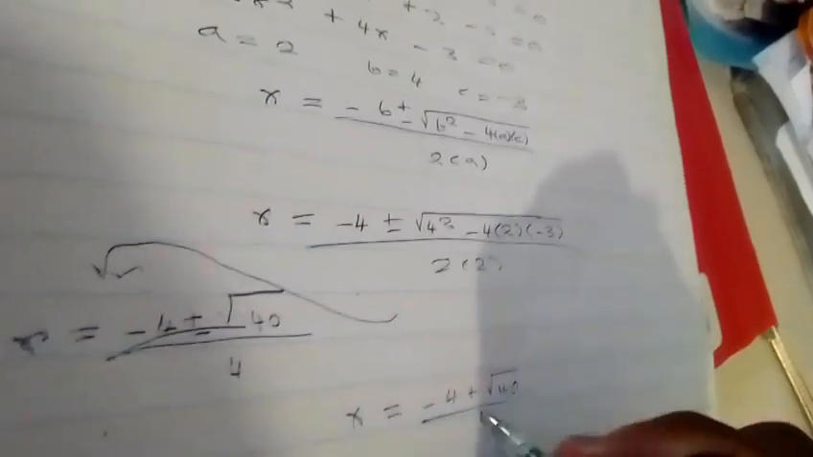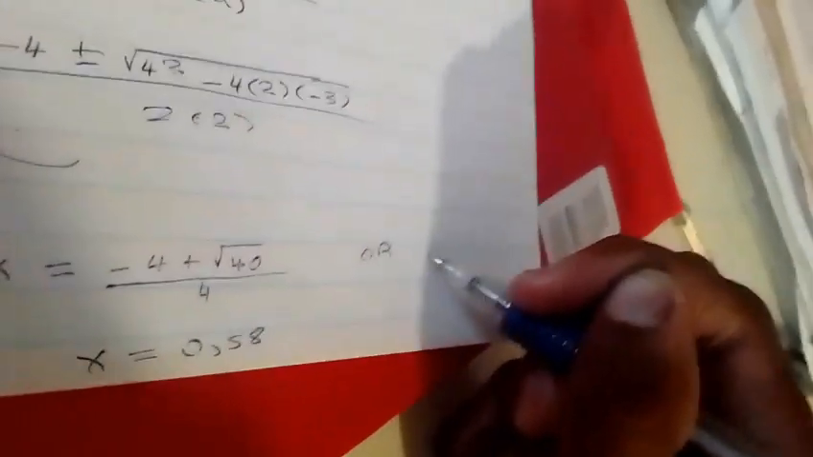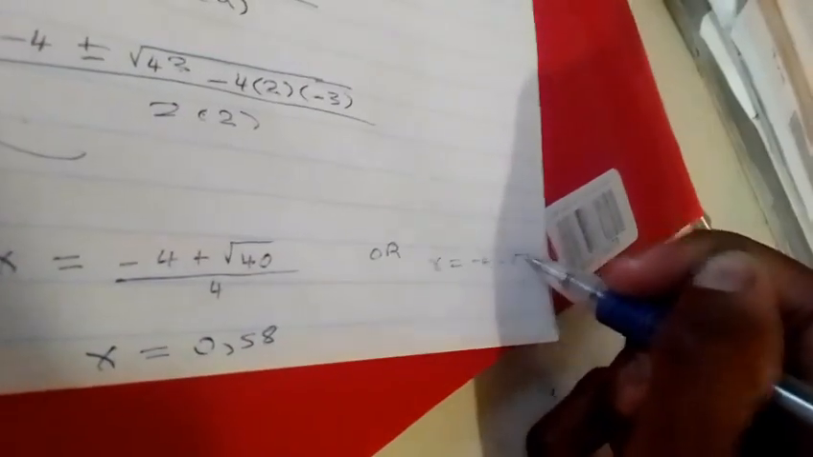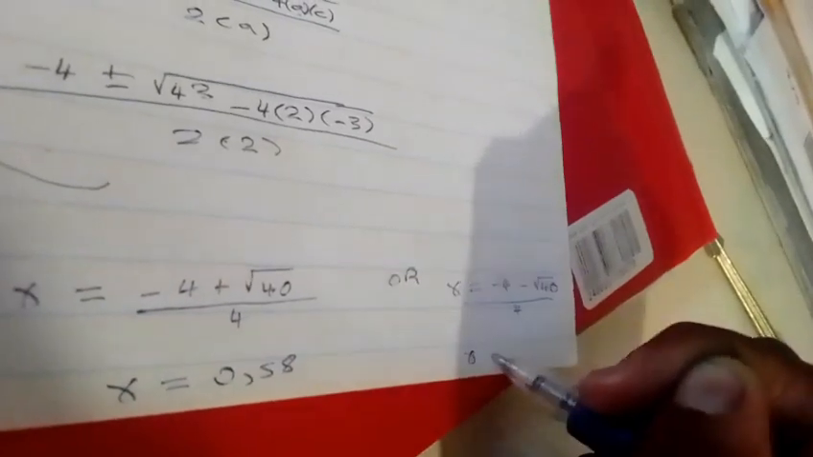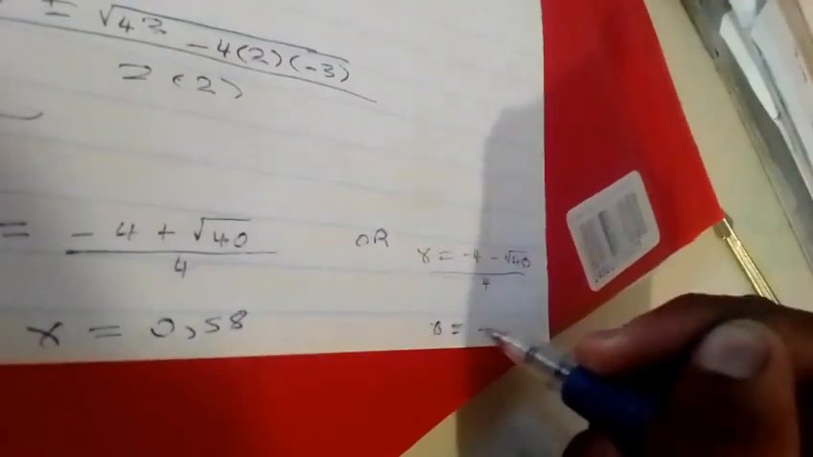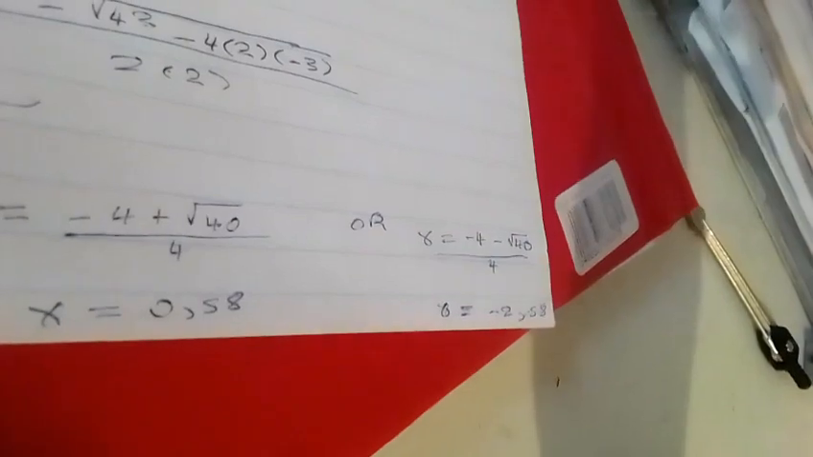0.58 for this one. And then solve for the minus sign. x equals negative 4 minus square root of 40 divided by 4. And then our answer here is negative 2.58. That's how we solve it. Now on to our third question.